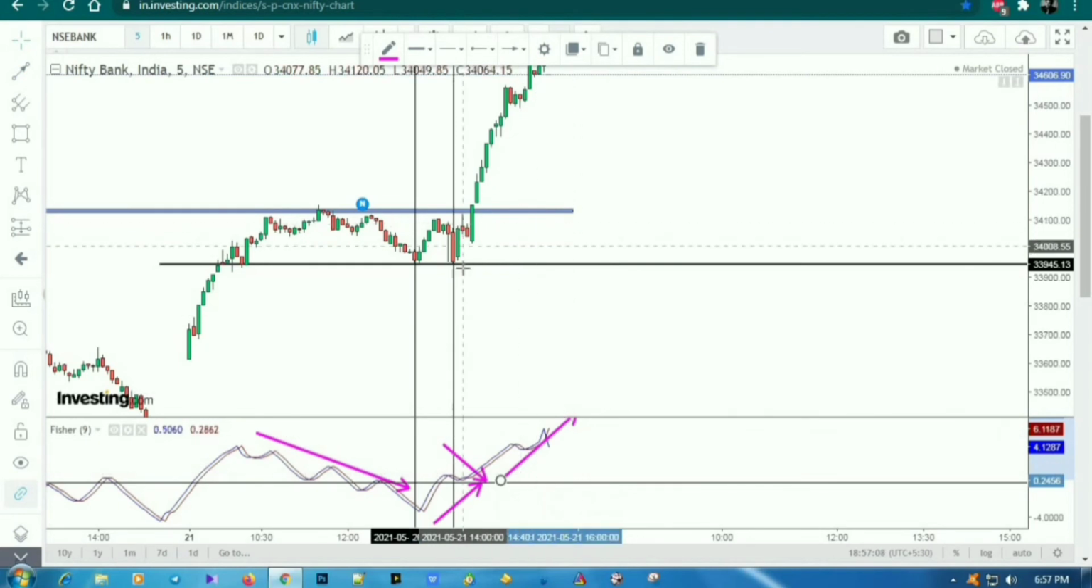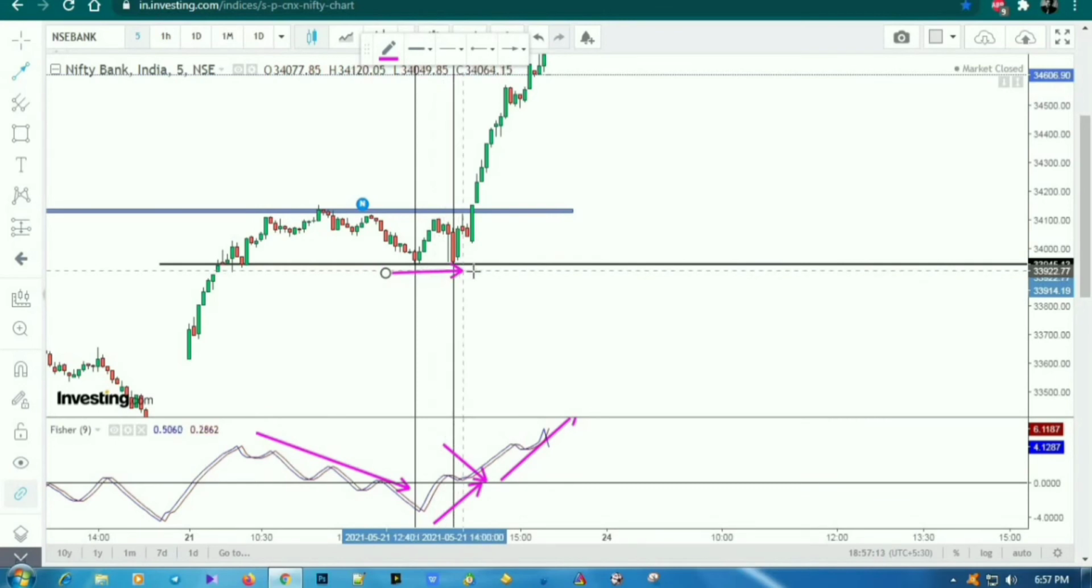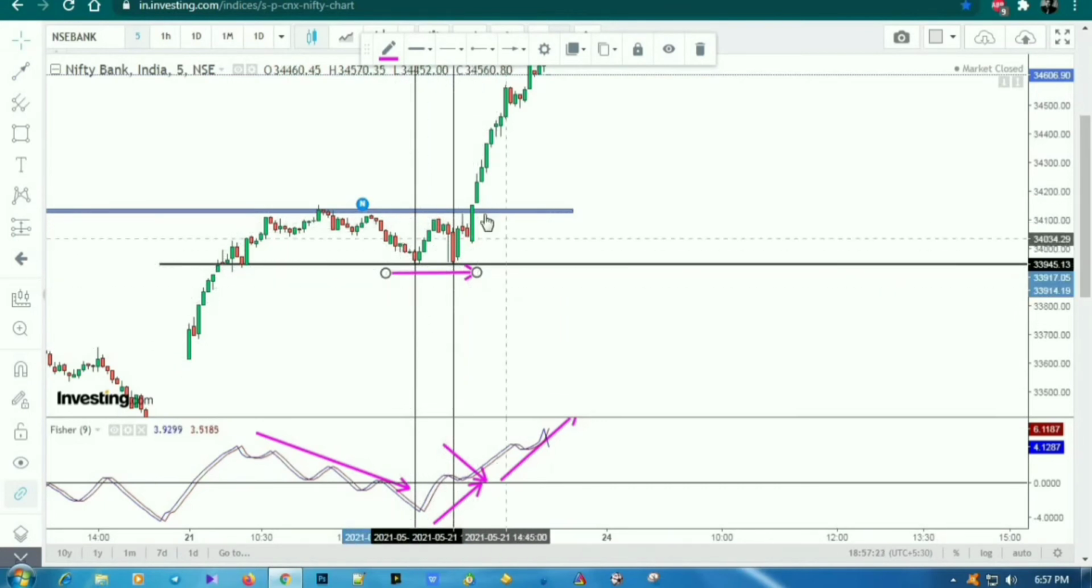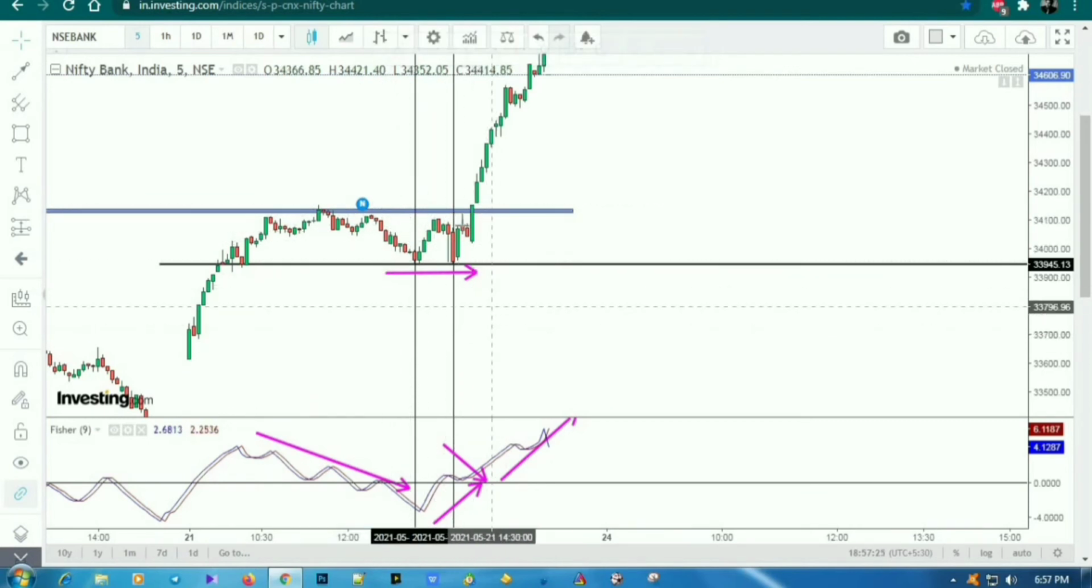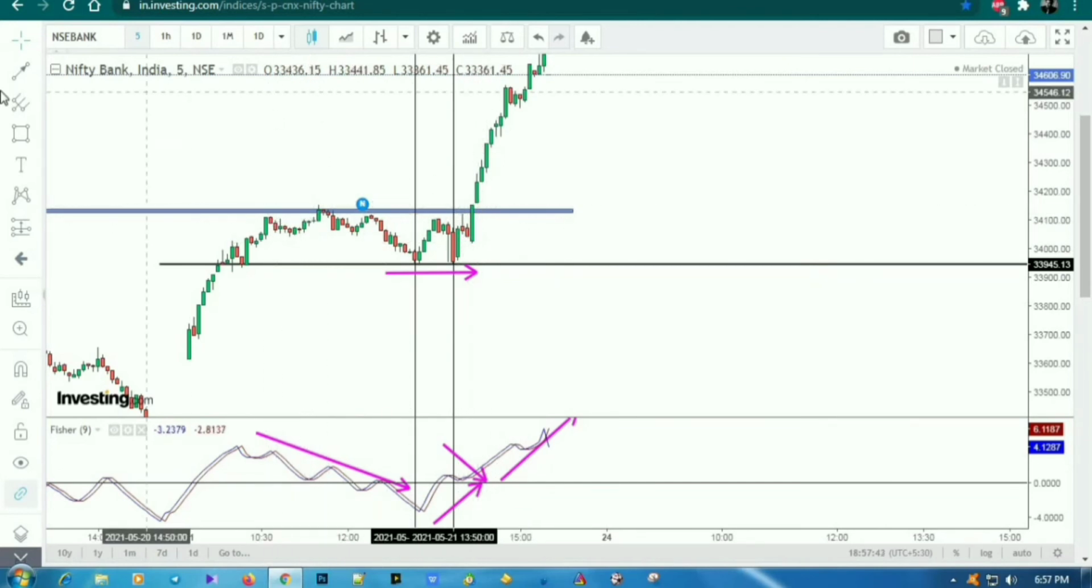And if you notice the candle, when it took support on the 0 line, at this point of time the price for Nifty Bank made almost a similar low. So Nifty Bank made a similar low, but the Fisher made a higher high, and then it took support on the 0 line. So this is a very good indication for upside momentum. It means the momentum is coming for Nifty Bank or any other stock. So we can expect very good momentum at this point of time.